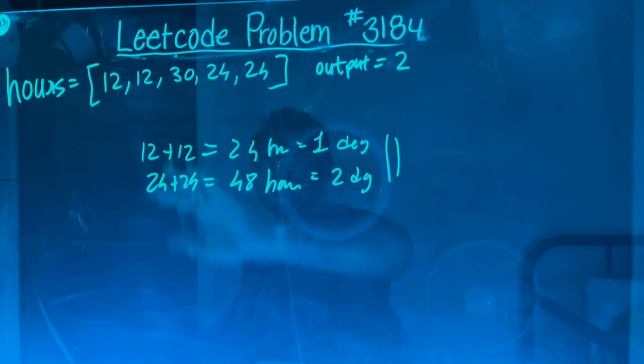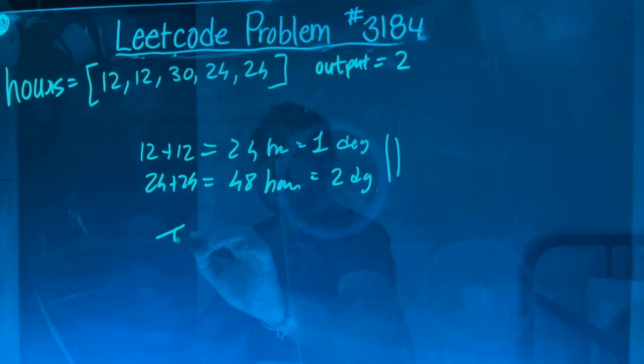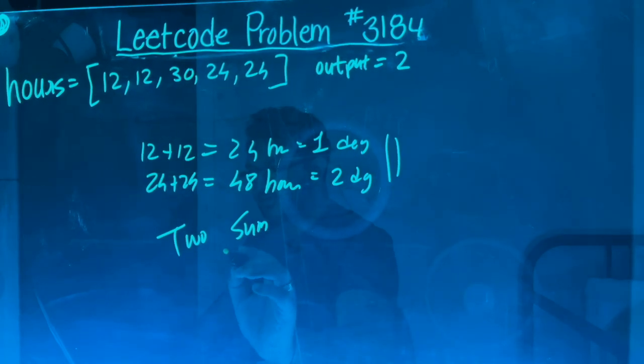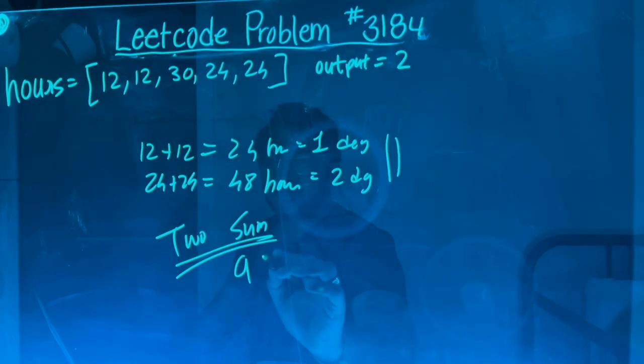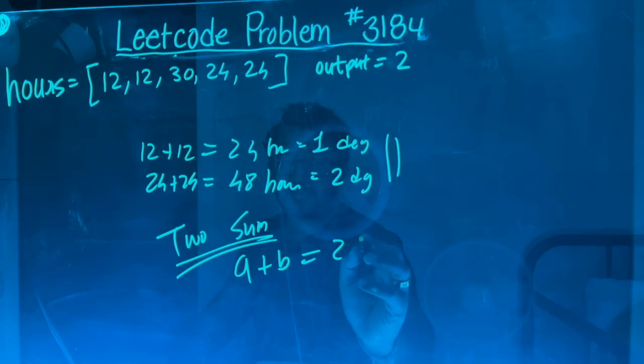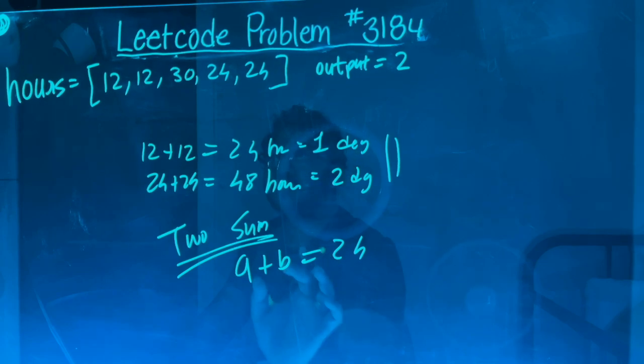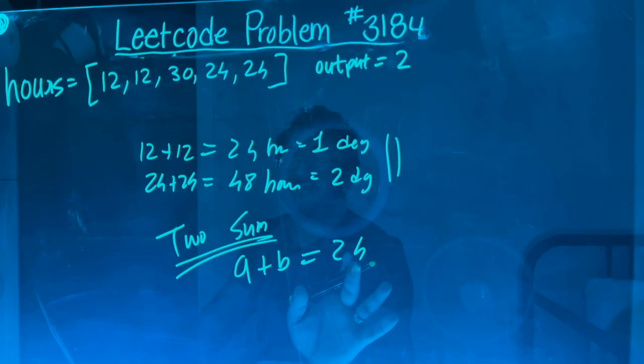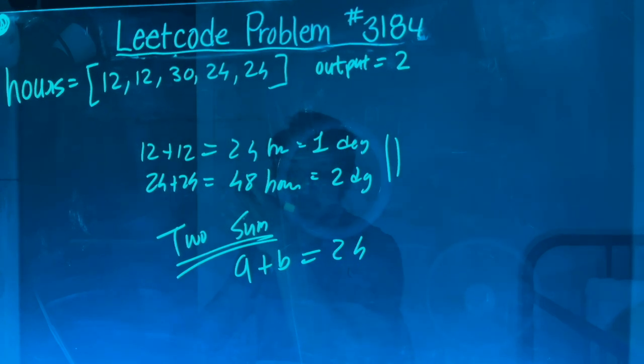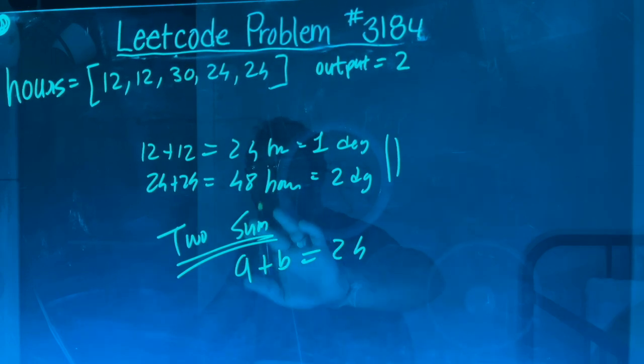We are going to solve this problem using the two-sum approach. In two-sum, it is something like a plus b equals 24. So we are going to find the pairs in that array whose sum is 24. But in this particular case, the answer they're looking for is a multiple of 24. So a plus b can be 48, a plus b can be 72.